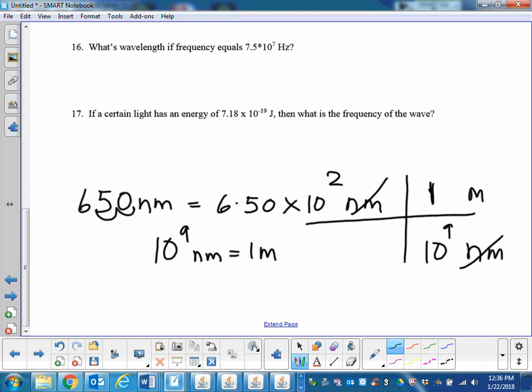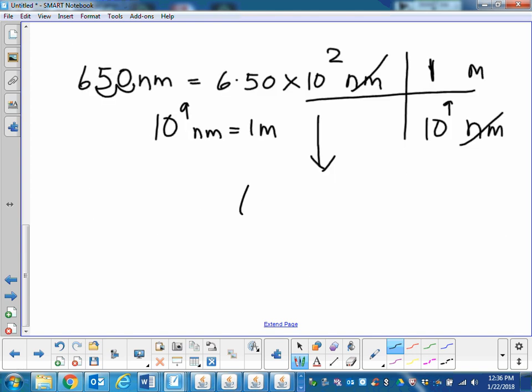Why is it 10 to the 2? 650, do you move the decimal over 2 places? It's 6.50 times 100. 100 is written as 10 to the 2. Okay? So now, if you go down, what can you write this as? 6.50 times 10 to the 2 times 10 to the negative 9. Yes or no? Because 10 to the 9 is in the denominator, which is nothing but 10 to the negative 9. That's the same thing, alright? So if you have a power of 2 and a power of negative 9, what does that become? Negative 7.